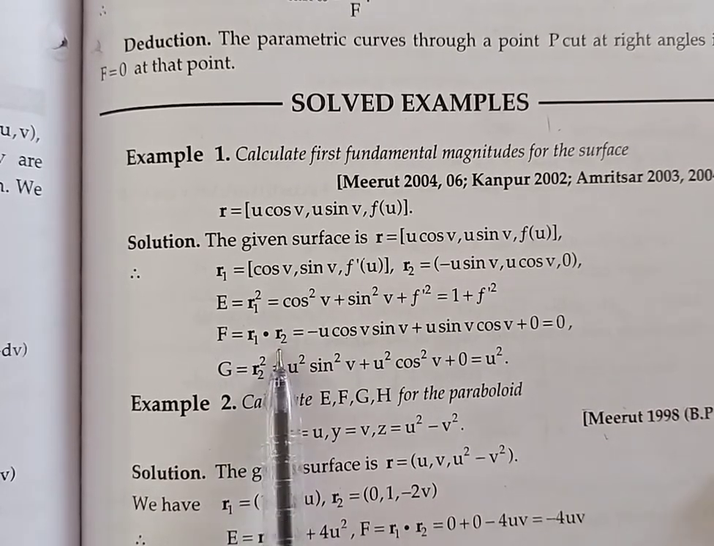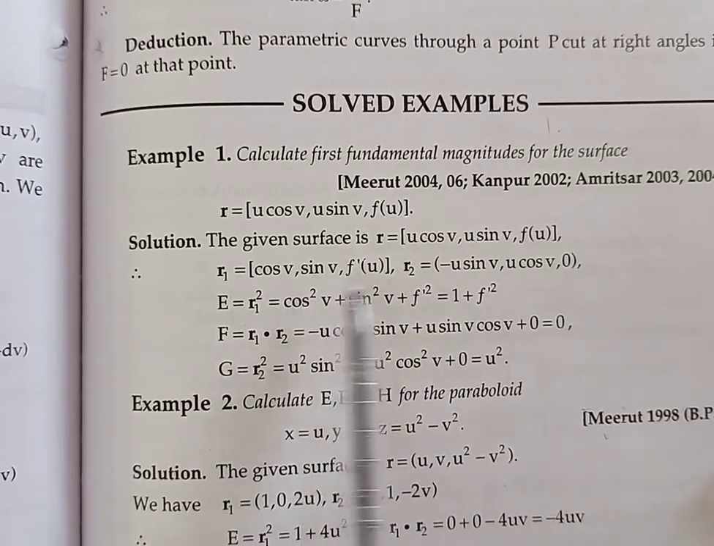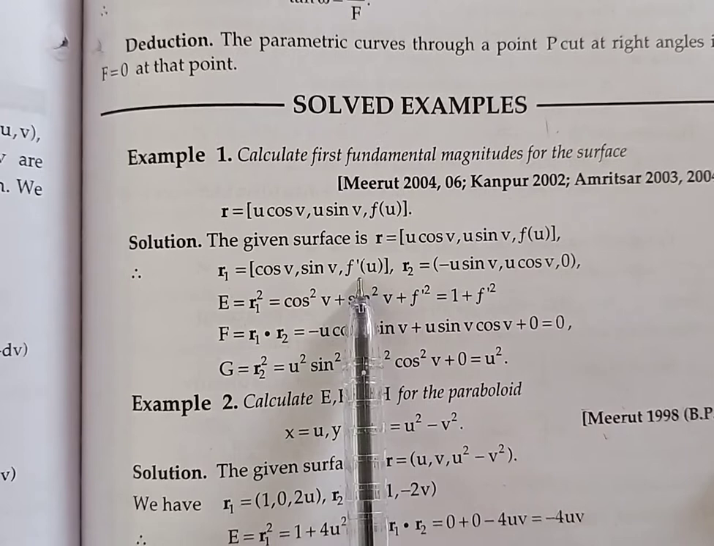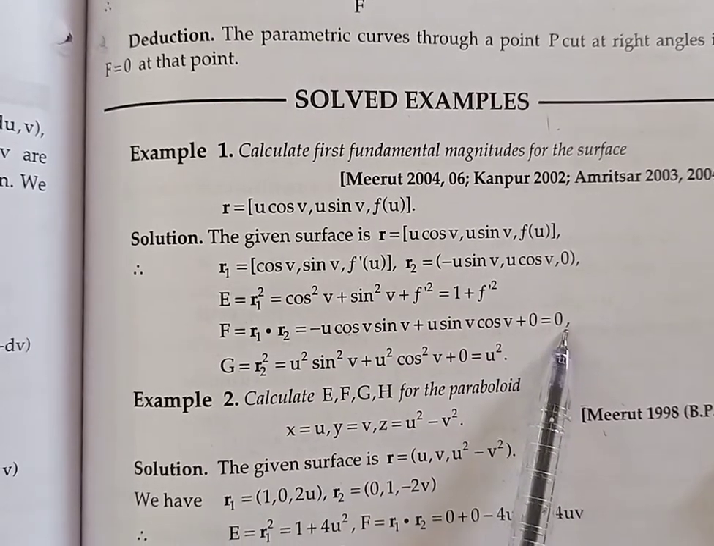Now we find F, which is the dot product of tangential vector r1 with r2. Now r1 dot r2 means cos v into minus u sin v plus sin v into u cos v plus f dash u into 0. So that finally becomes 0.